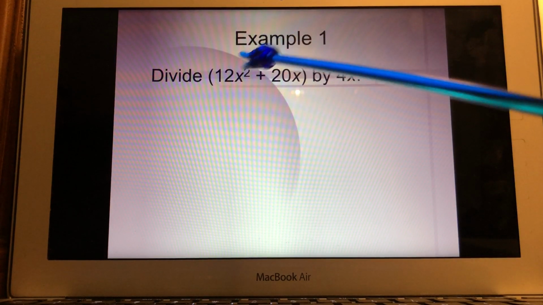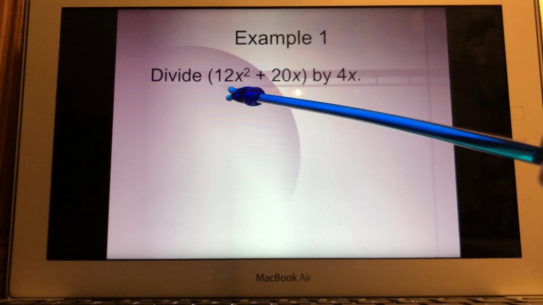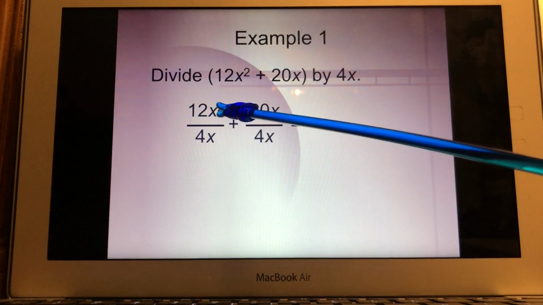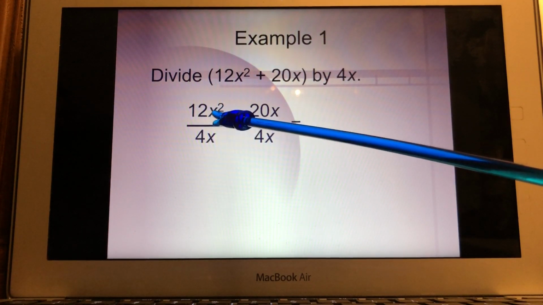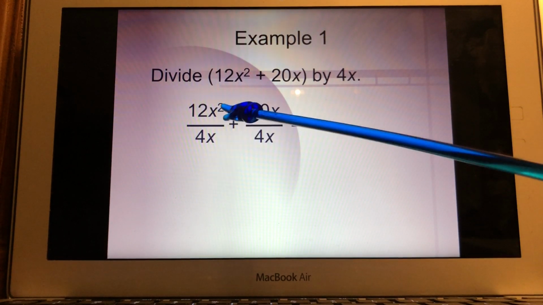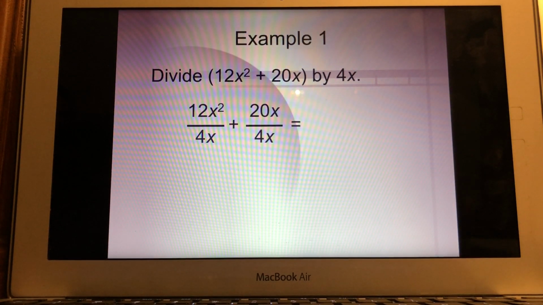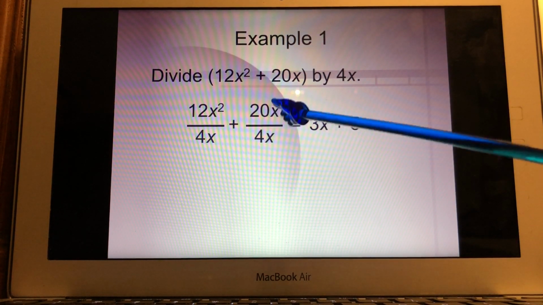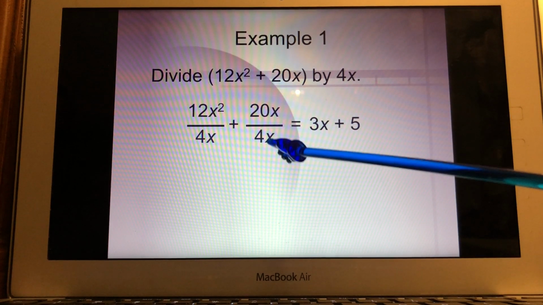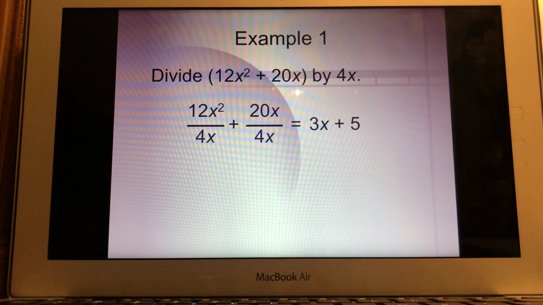Let's take a look at an example here. All right, we have 12x squared plus 20x divided by 4x. This means I'm going to take 12x squared divided by 4x. So 12 divided by 4 gives me 3, right? X squared divided by x. So I have 3x. And here, 20x divided by 4x. My x's cancel out. And 20 divided by 4 gives me 5. So there's my answer.